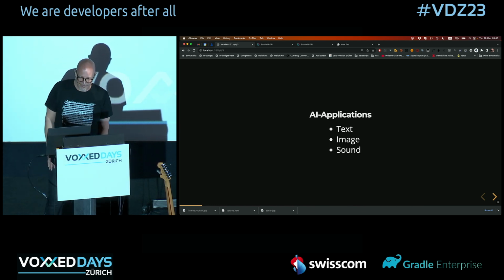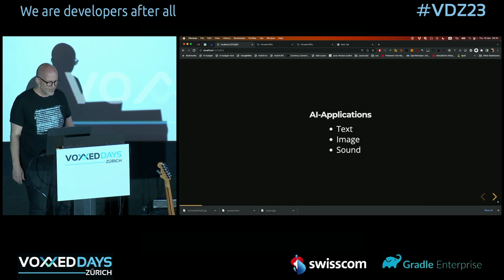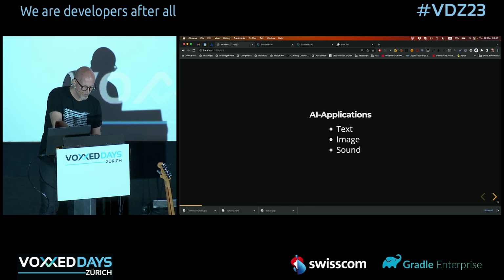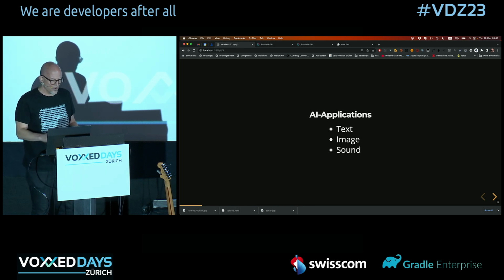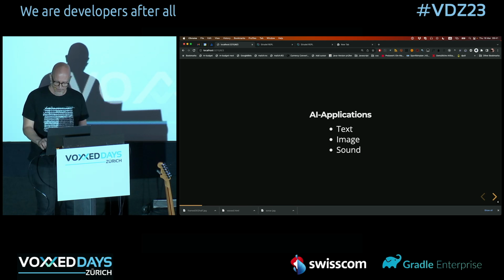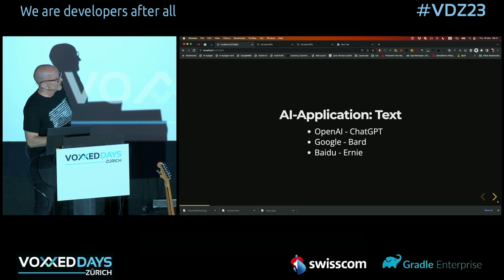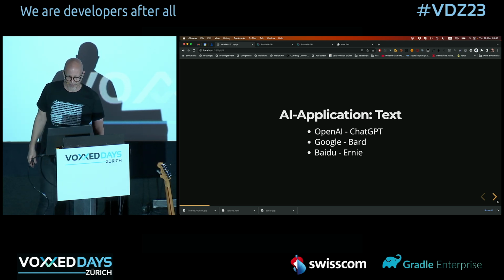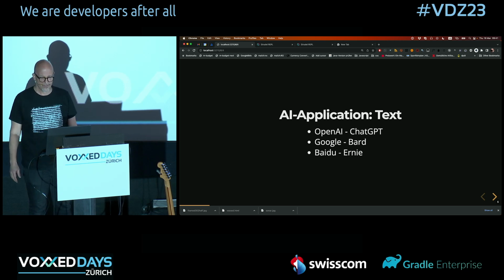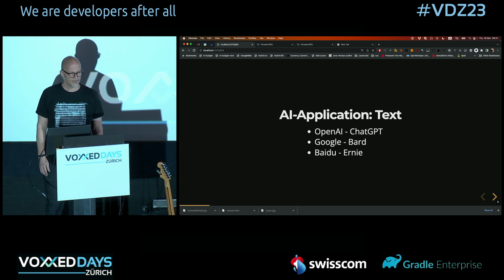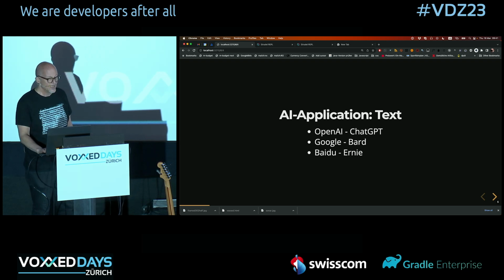Okay, let's briefly talk about what we can use AI for. I'll briefly talk about text, image, and sound as application areas. I'm not saying anything new when I say ChatGPT, for example, from the company OpenAI. I'm sure you all have experimented with it. Then we have Google Bard, which didn't make a very nice entry, apparently. And there's Baidu Ernie.